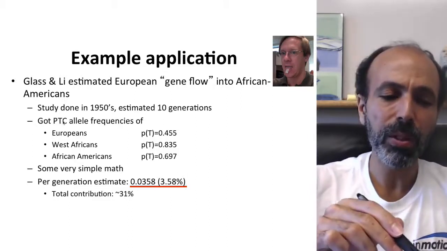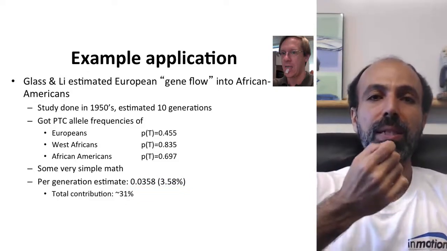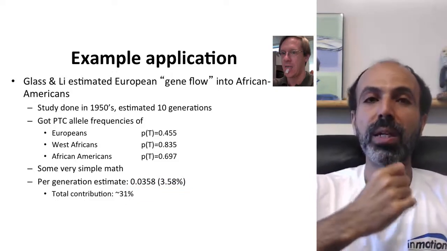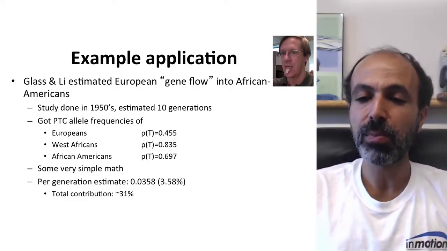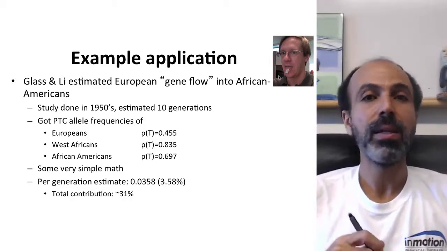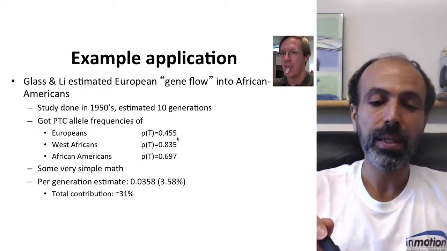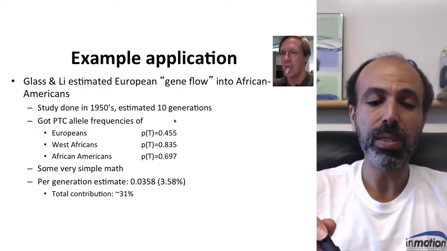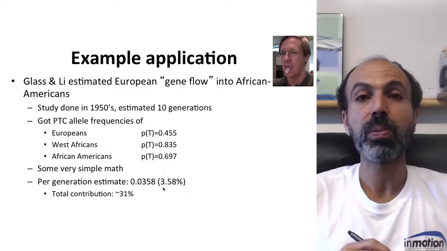Some of you may not be familiar with PTC, but it is something that particular individuals can taste very strongly while other individuals cannot. It seems to have a very simple genetic basis. You use test papers like this handsome individual is using to see if you can taste it. So it's a very easy thing to test. From this, they were able to look at the allele frequencies in these populations and estimate the per generation migration rate, which is pretty cool.